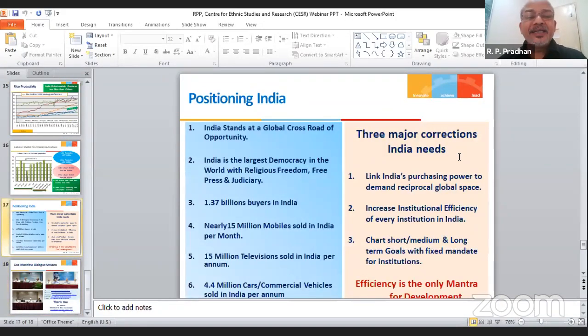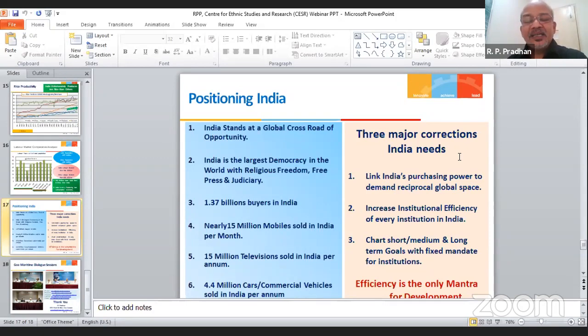Now, how do we position India in this kind of scenario? India stands at the global crossroads of opportunities. I say it with responsibility that India is not only the largest democracy in the world with religious freedom, free press, judiciary and all; these are all virtues that India has. In addition to that, economically, we have 1.37 billion buyers in India who buy every day, including me, all of us present here in this webinar.